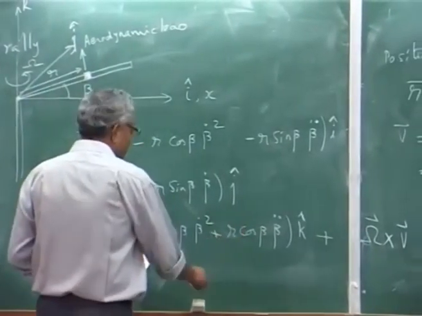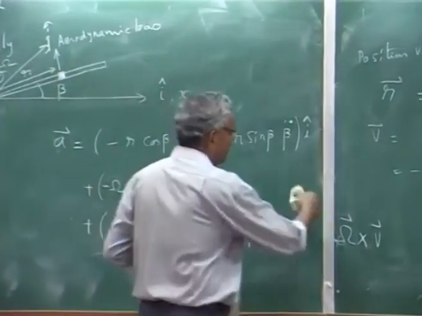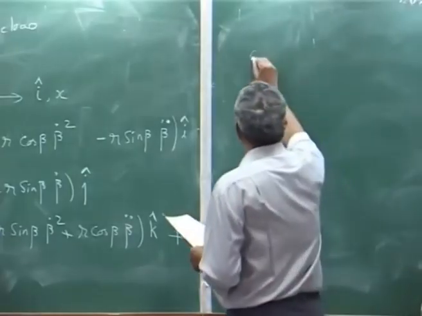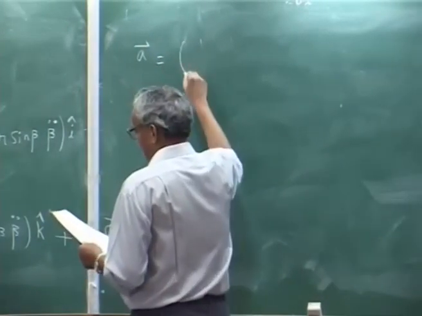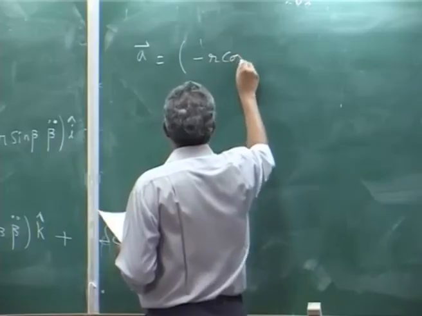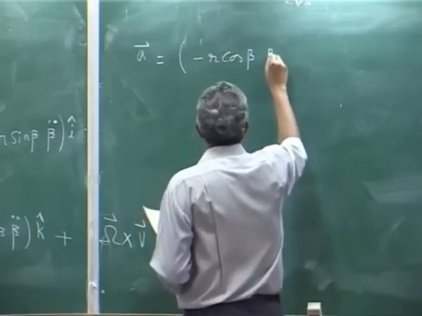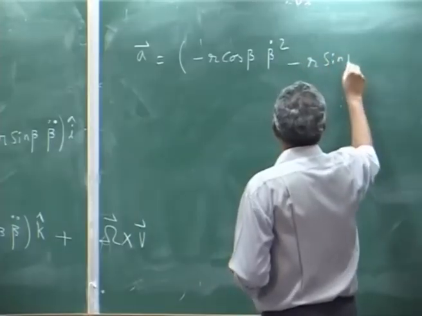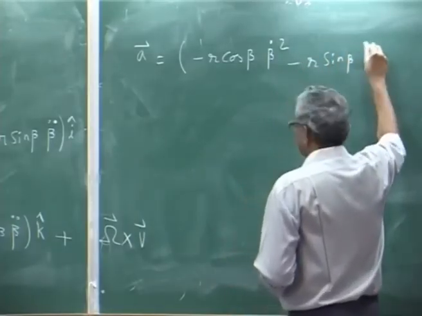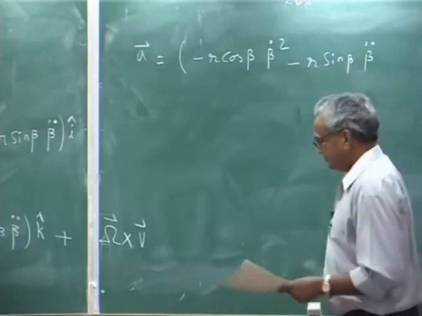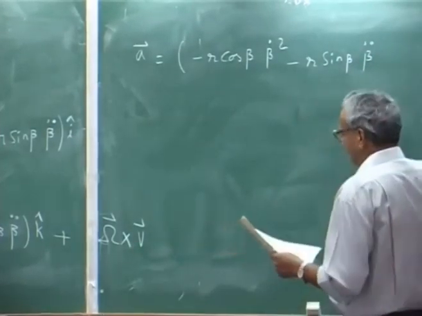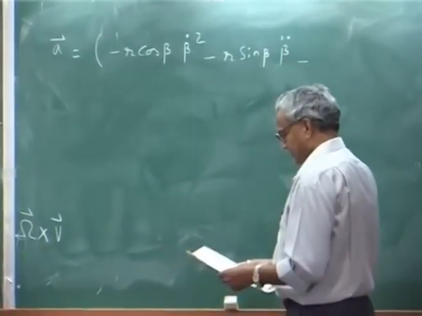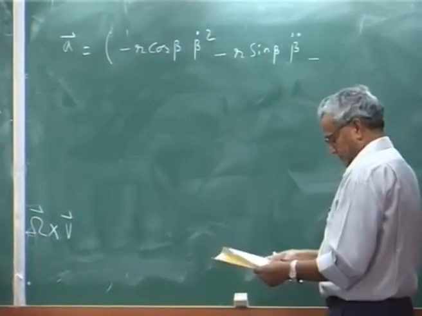Now, when you add those things, I erase this part. Your acceleration expression will be minus r cosine beta square, r sine beta beta double dot, and then minus... what is that term?